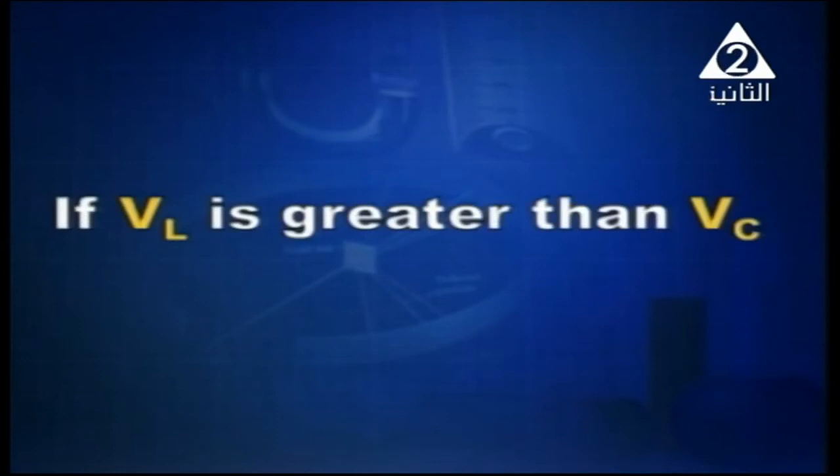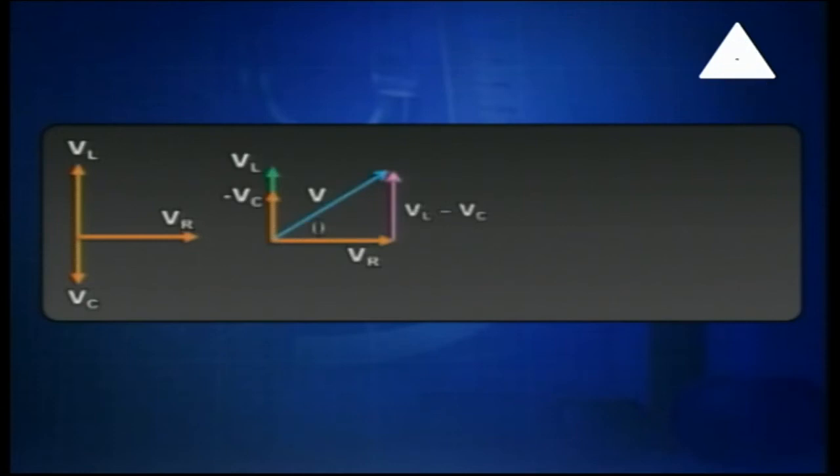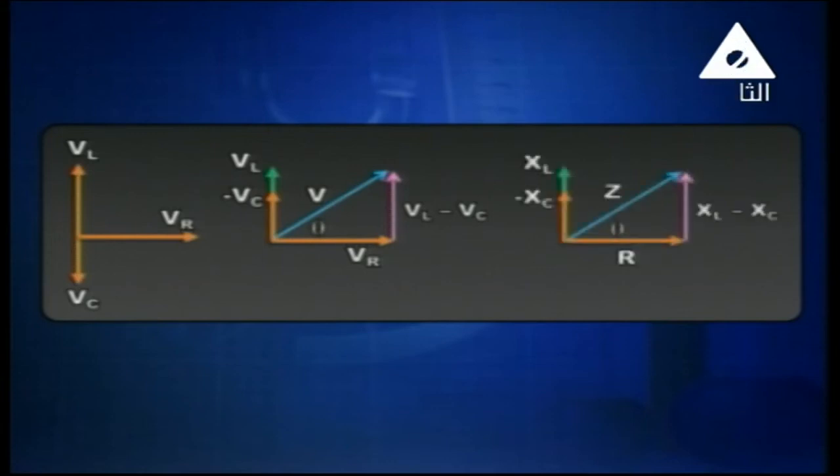If VL is greater than VC, the vector diagram is shown in front of you. VR is in phase with the current. VL leads by 90 degrees. VC lags by 90 degrees. So when VL is greater, the direction of VC will be changed, but we have to put a negative sign. So the vector that represents the difference between the two voltages, VL and VC, is shown in front of you. And if we want to represent it by reactance, that is also shown in front of you.